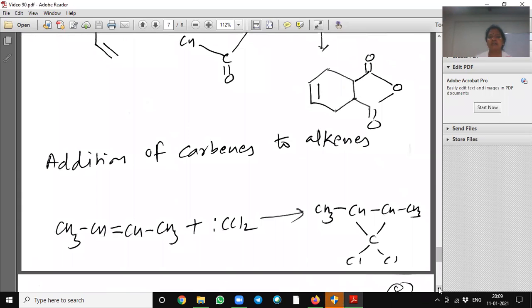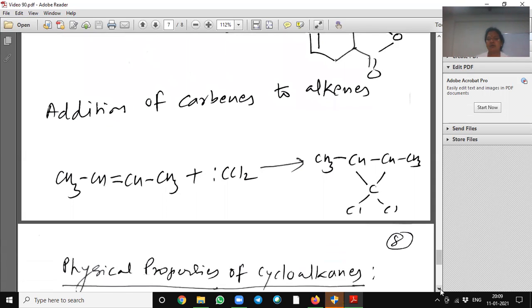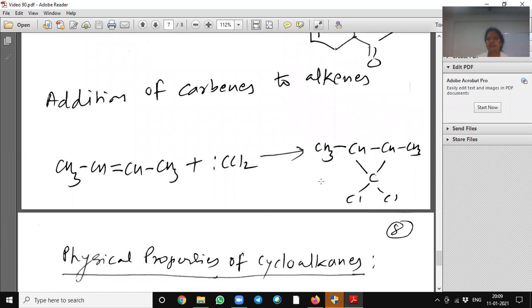Addition of carbenes to alkenes. We can add this carbene, dichlorocarbene, to this double bond, and it will give a cyclopropane derivative.